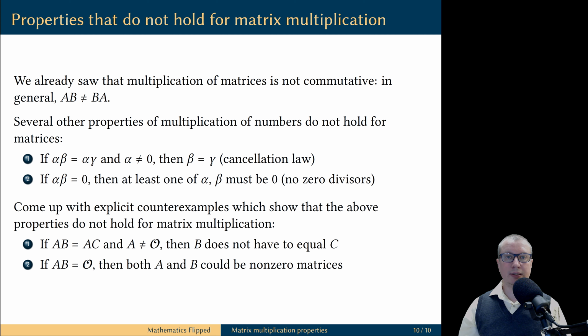Let me give you a little hint. Look for simple examples within 2 by 2 matrices. You can construct all these counterexamples for these small 2 by 2 matrices. And please write down in the comments below which examples you come up with, because there are many different examples you can use to illustrate how these properties fail.